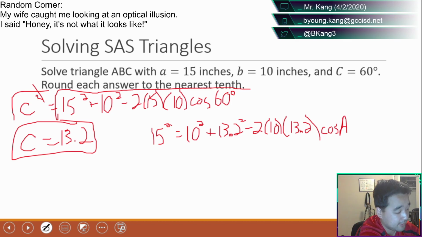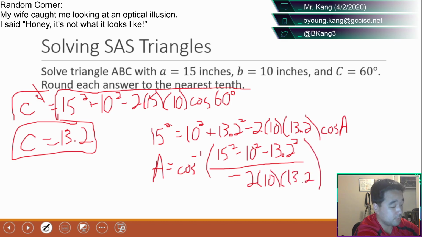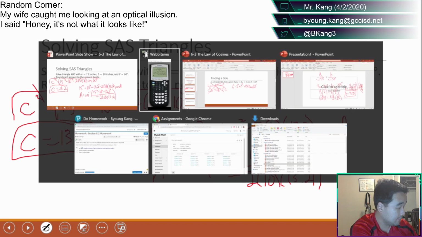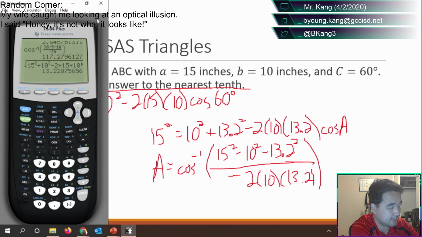So by the time everything is all said and done, A is going to be the inverse cosine of 15 squared minus 10 squared minus 13.2 squared divided by negative 2 times 10 times 13.2. And once you do a few of these, you'll get the hang of it. Really, some people just end up memorizing that organization of where those letters go. And again, if I have the option, I like Law of Cosines to find an angle because it doesn't have an ambiguous case.